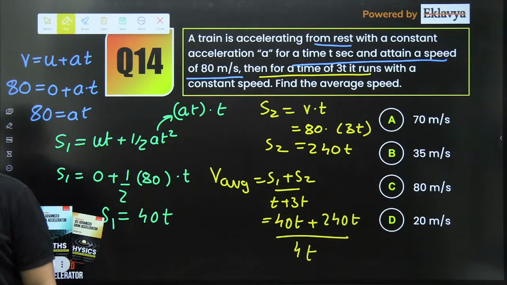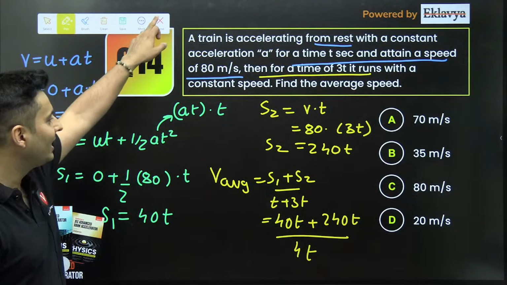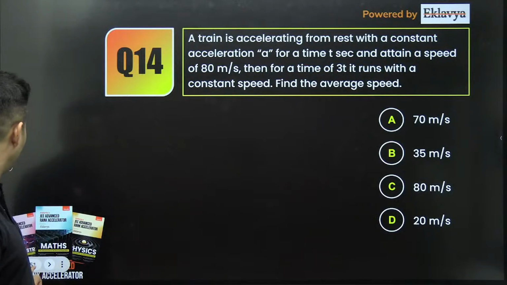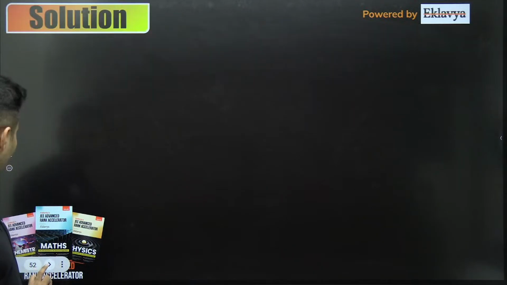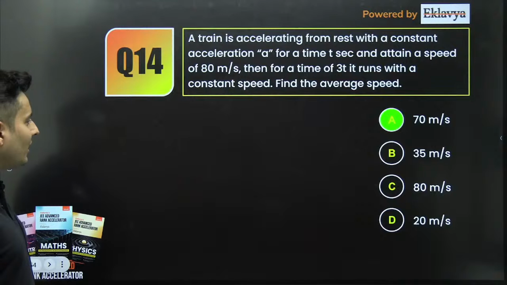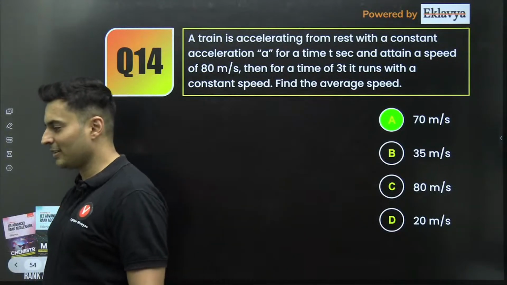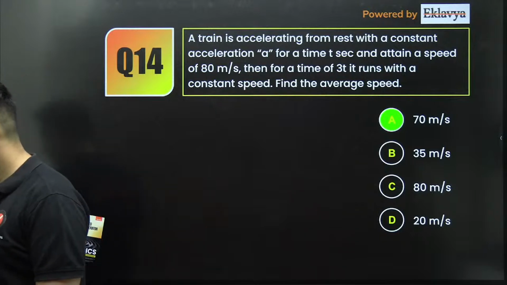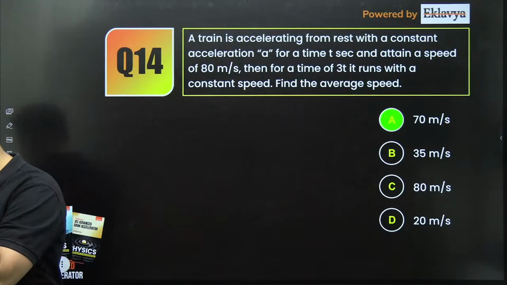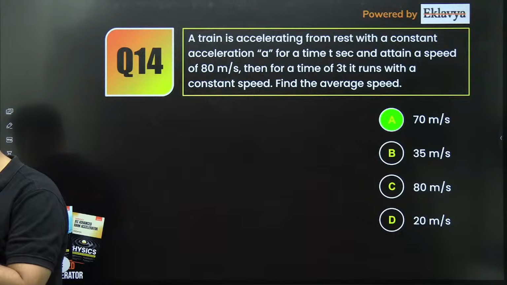Understood, guys? What an answer. Obviously 70. 28 divided by 4 is 7. So it should be 70. Yes, 70 is the answer. What a question.